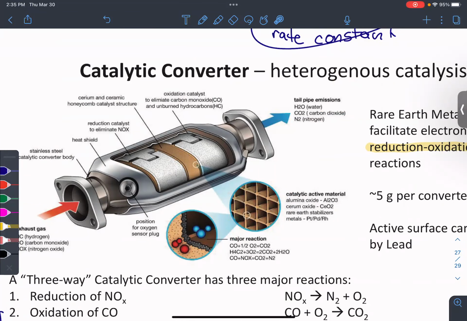So instead of dropping in a hunk of platinum, where the only spot where catalysis can happen is on the surface, and a sphere of platinum doesn't actually have a lot of surface area, they make this honeycomb pattern to give more surface area to facilitate this electron transfer. It's all surface chemistry, right? So more surface area with a honeycomb pattern.